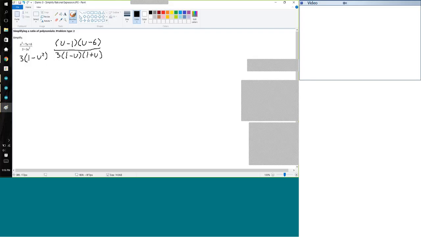So now we can take a look and see if there's anything that matches. Unfortunately, there isn't, but this kind of looks like it should match. We've got u minus 1 and 1 minus u. And the way we're going to deal with that is, because they're in the wrong order, if we take out a negative from there, it's going to change things. So up top, I'm going to leave that u minus 1 times u minus 6. And in the bottom, I'm going to pull a negative out of this and get to negative 3.